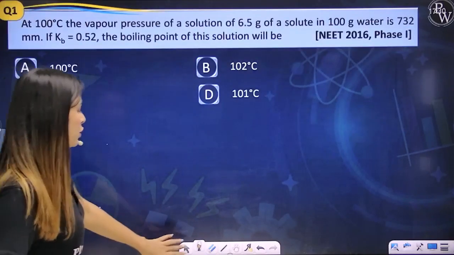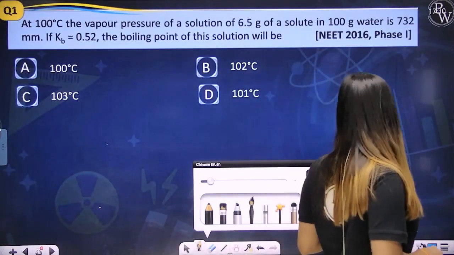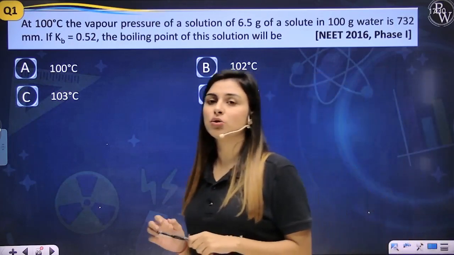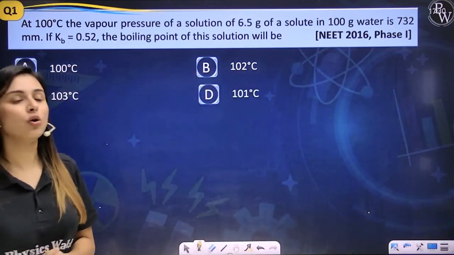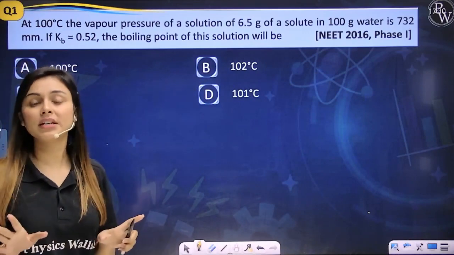The next question is on your screen. This is a little bit trickier question, but you need to do this question. Only then you will see how tricky questions can be asked. It is also a NEET question, my dear students.